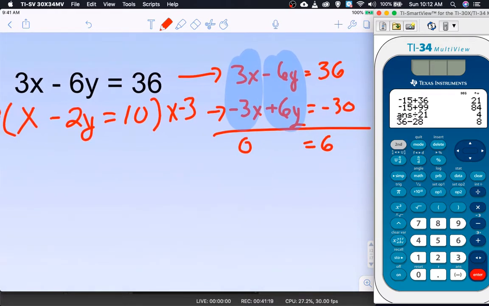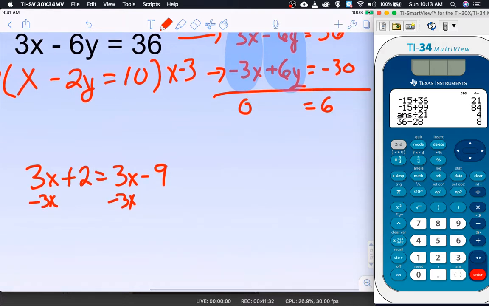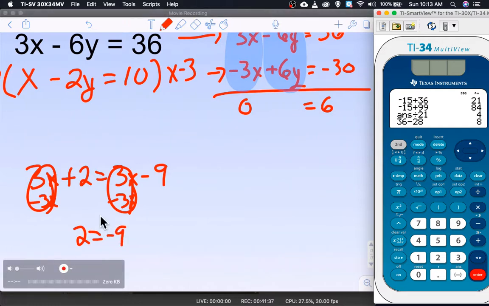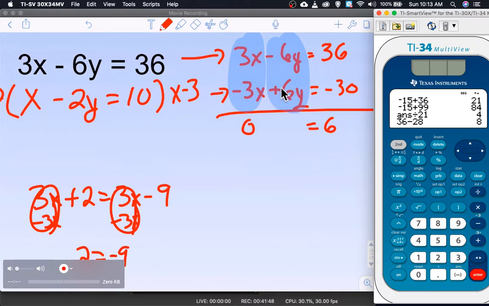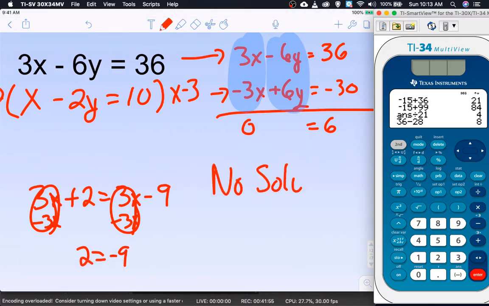Before, if we were solving an equation, so 3x plus 2 equals 3x minus 9, and when we solved and subtracted 3x, this is a long time ago, way back in the very first unit we learned, and these eliminated and those canceled out, and you got 2 equals negative 9, we would have said this problem has no solution because this is not true and will never be true. Well, when you're solving a system of equations and your x's and y's eliminate and you get something that's not true, this problem still has no solution.